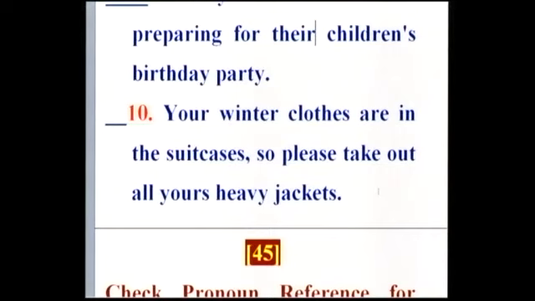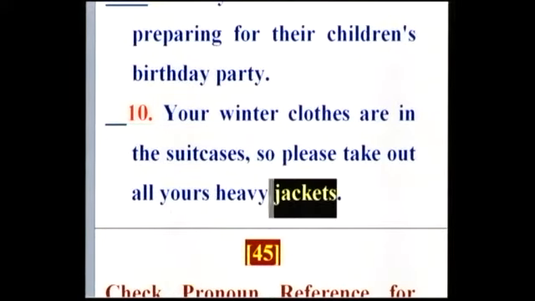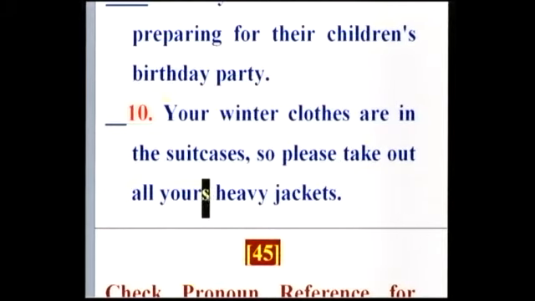Your winter clothes are in the suitcases. محطوطة في الشنط. So please take out all yours heavy jackets. طيب, jackets is the noun, طبعا قبلها adjective heavy, لكن المهم قبل heavy jackets, which is my noun in this sentence, I should have an adjective and not a pronoun. يبقى مفروض ان دي تبقى not all yours heavy jackets, but it should be all your heavy jackets. طيب.